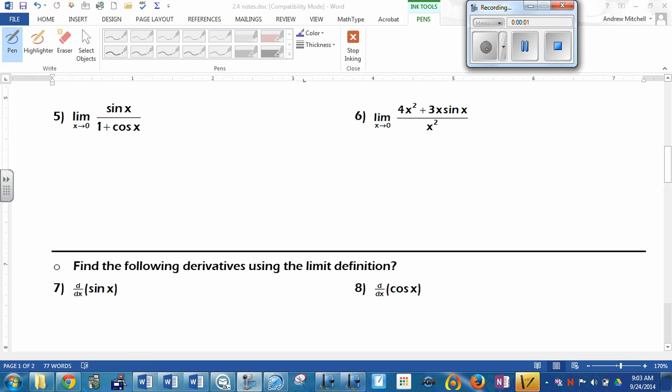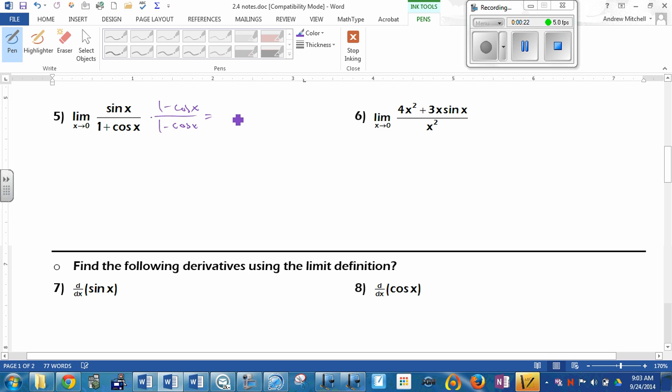All right, number 5. Here in number 5, a little bit different. We have the adding on the bottom. We can't split it up like we did in number 4. What we're going to do here instead is multiply by the conjugate of 1 plus cosine of x. We're going to multiply by 1 minus cosine of x, top and bottom.